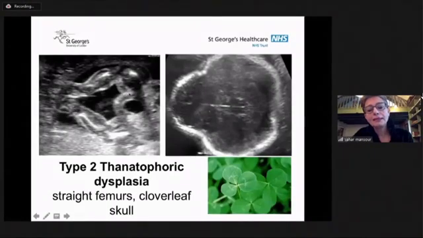And as Aris pointed out, there is also type 2. Again, they have severe micromelia, very short long bones, but the femora are straight. So you might not think of thanatophoric, but if you see this cloverleaf skull, we've got the same slide here, you need to think of type 2 thanatophoric. What Aris didn't tell you, which I'm surprised about, is that thanatophoric means death-loving. So this is truly a lethal skeletal dysplasia and a very severe condition.